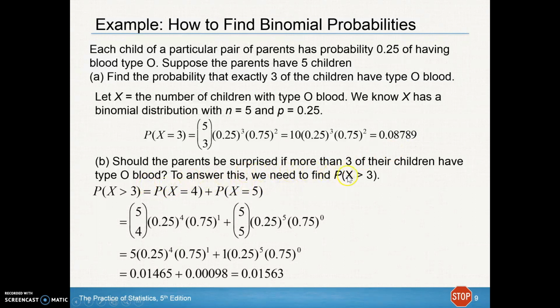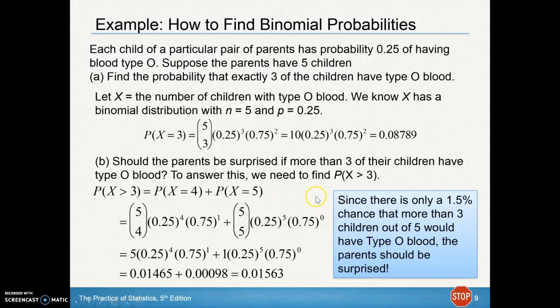Down below, if we want to find the probability of X greater than 3, so we want more than 3 children, we've got to find the probability of 4 and the probability of 5 children having type O blood, and add those 2 probabilities together. So you can see this gets to be a little bit of work if we have inequalities involved. So in this problem here, there's only a 1.5% chance that more than 3 children out of 5 would have type O blood. And you should be surprised if you had 2 kids out of 5 that had type O blood.